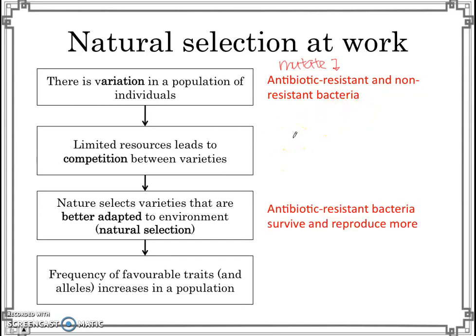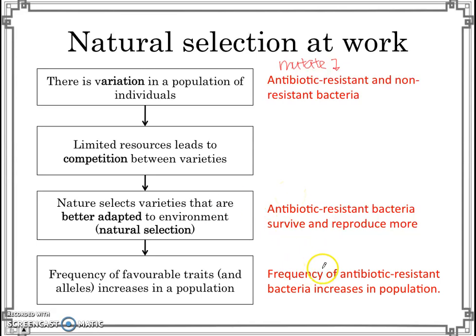And then there's competition to survive, right? The bacteria are all in your body, and when you eat the antibiotics, the antibiotics kill off all the non-resistant bacteria, but the antibiotic-resistant ones can survive and reproduce more. So nature selects those bacteria which are antibiotic-resistant, and as a result, in the next generation, you will see a greater frequency of antibiotic-resistant bacteria, and you also see an increase in the frequency of the allele that gives antibiotic resistance.